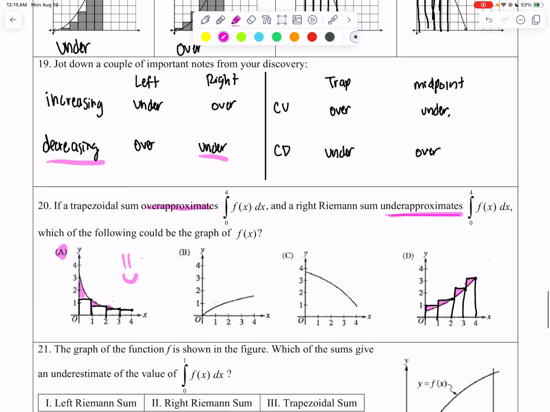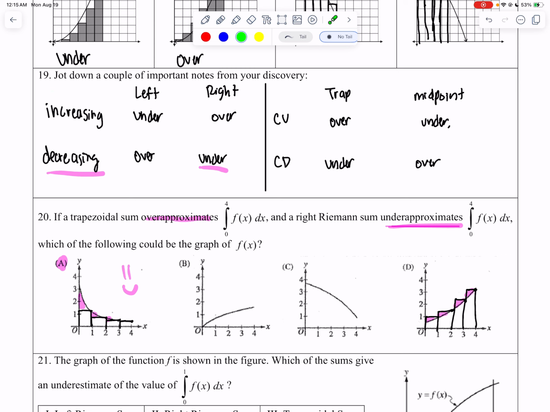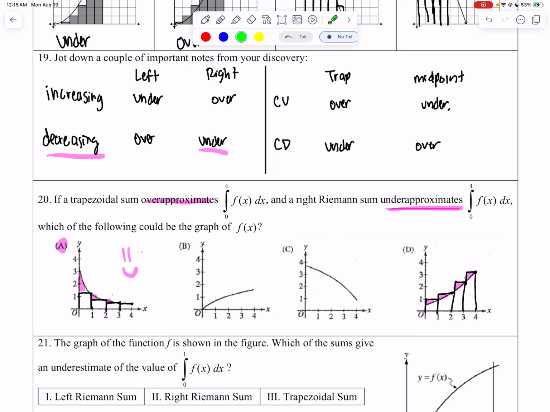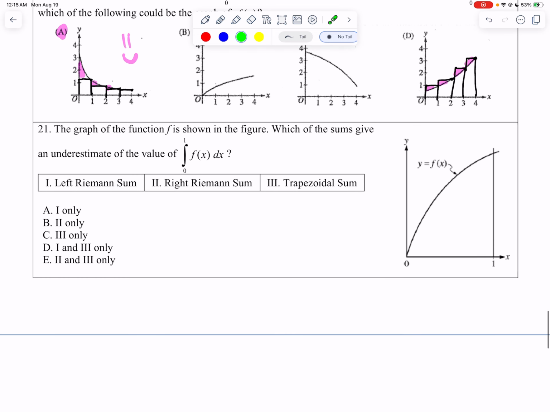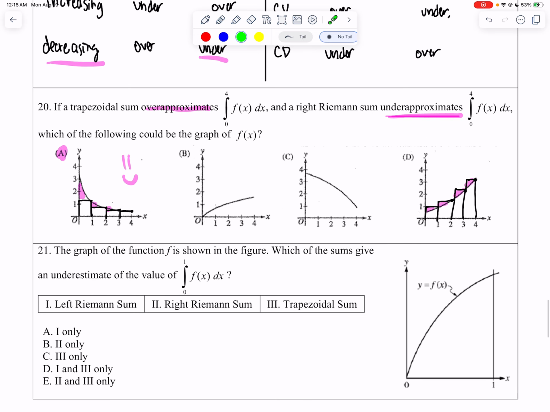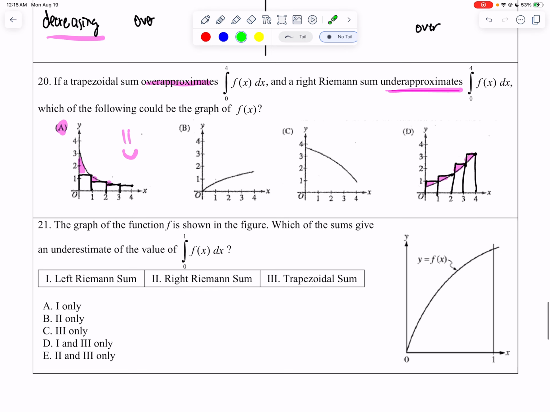All right, so the main goal of this video is basically number 19 right here. Either memorize this or just think logically in terms of if it is an overestimate or an underestimate. In the next video, we'll look at the definition of a Riemann sum and what that is and why area is really important.